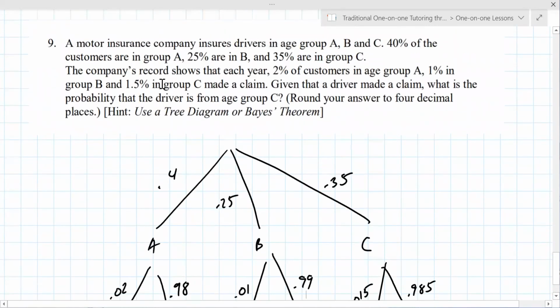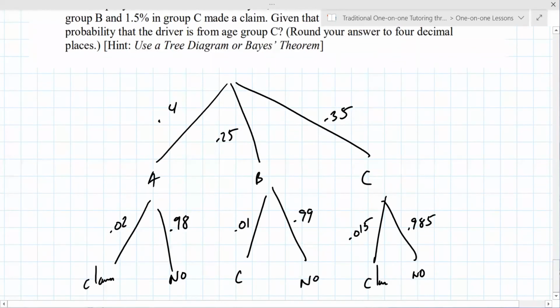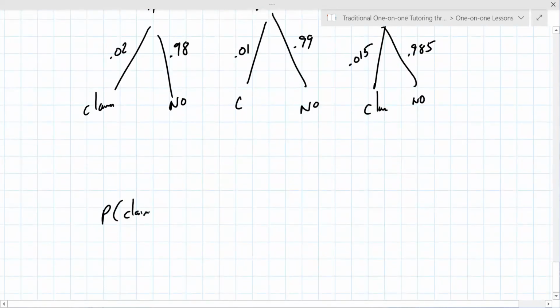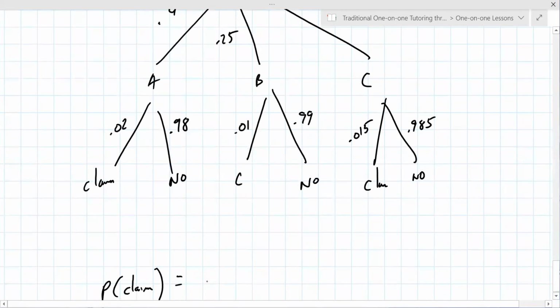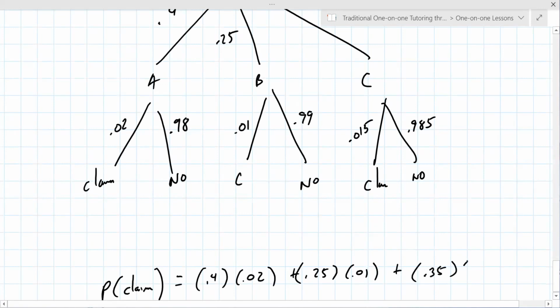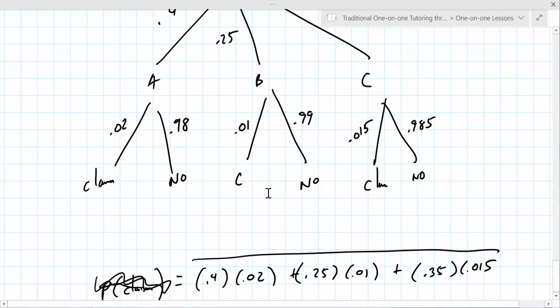Now we actually get to the question. Given that a driver made a claim, what is the probability that the driver is from age group C? So we first need to figure out the probability that they made a claim. That's going down A claim, B claim, C claim. So it's just getting these numbers together: 0.4 times 0.02 plus 0.25 times 0.01 plus 0.35 times 0.015. But we only care about which group. The given is the bottom, but which group do we care about? We care about whether they were in group C. This is always the case in Bayes' theorem: one of the ones on the bottom ends up being in the top, and it's the one you're interested in.